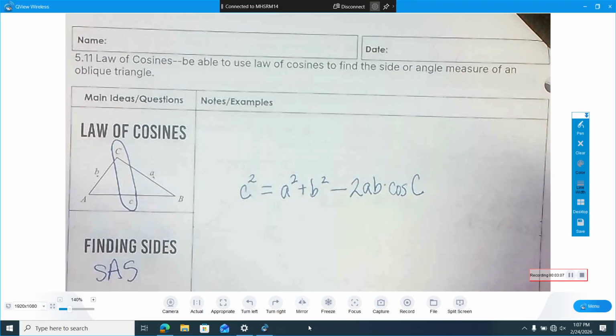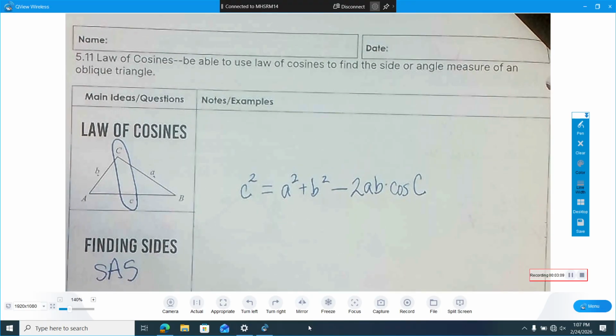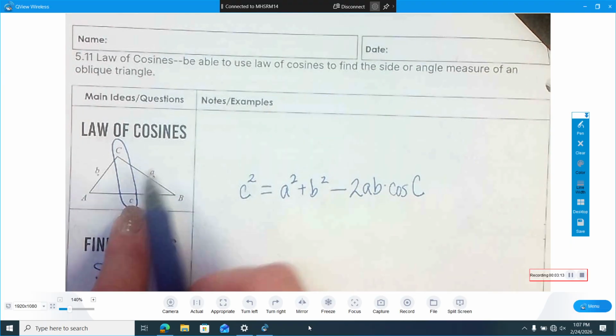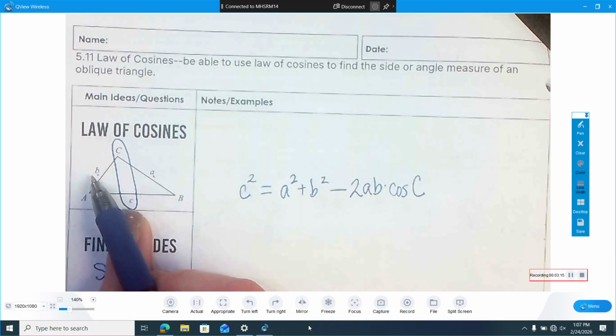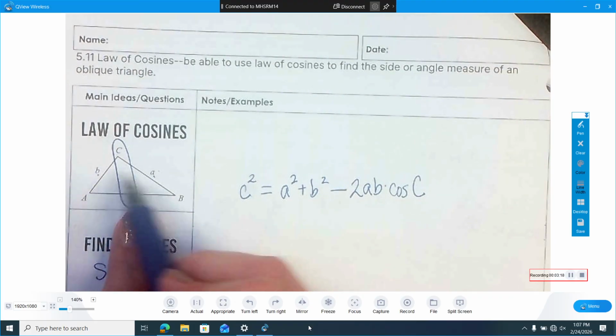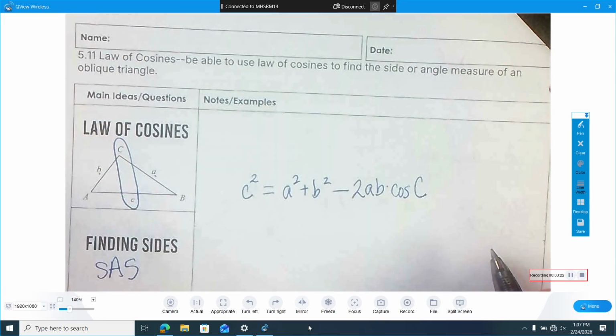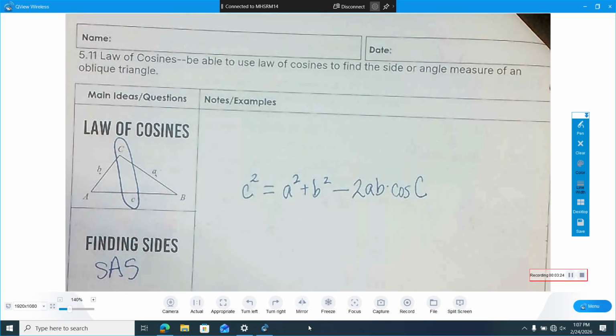All right, so this is the pattern. Little side squared is equal to other side squared plus other side squared minus twice the product of those sides times the cosine of the angle. If you set it up that way every time, it's just solving. So we're going to get used to this pattern.